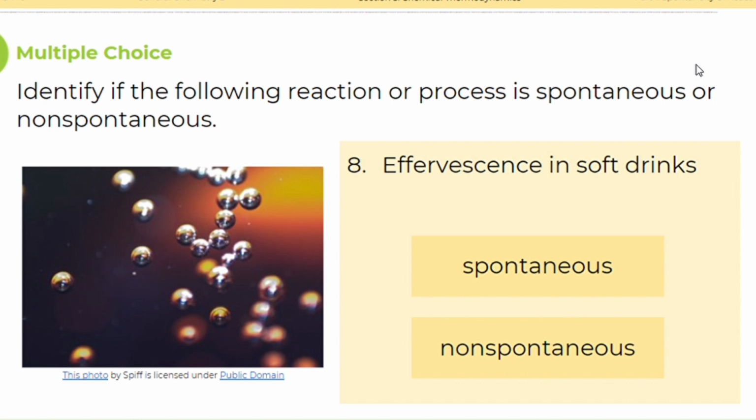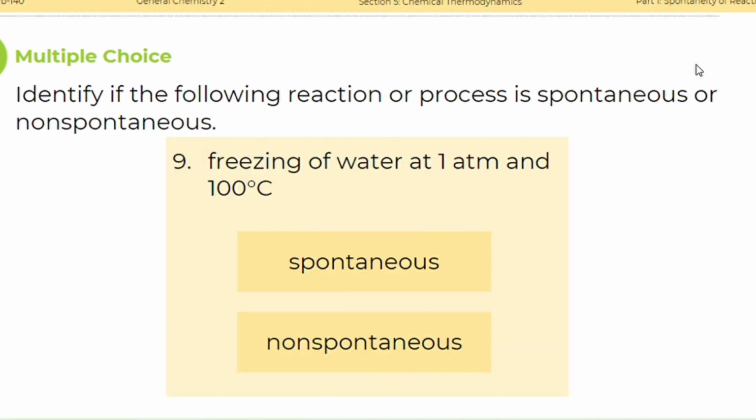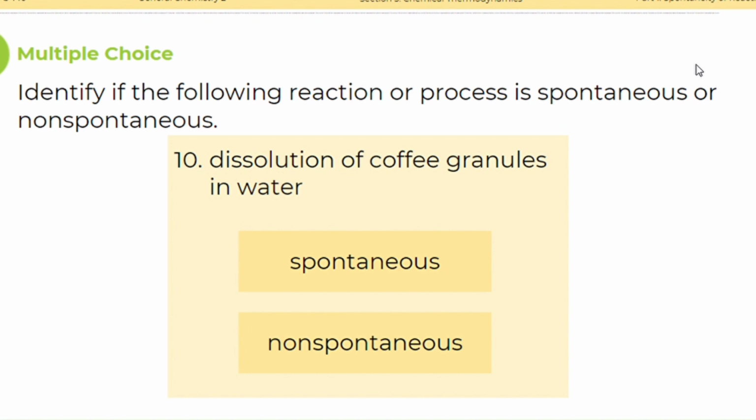Number 8. Identify if the following reaction or process is spontaneous or non-spontaneous. Effervescence in soft drinks. Number 9. Identify if the following reaction or process is spontaneous or non-spontaneous. Freezing of water at 1 atmosphere and 100 degrees Celsius. Last but not the least, number 10. Dissolution of coffee granules in water.